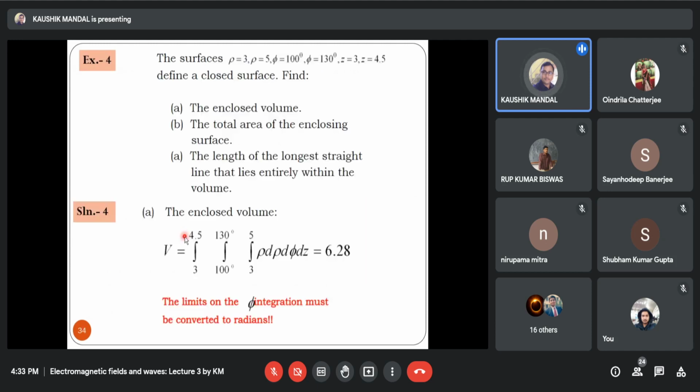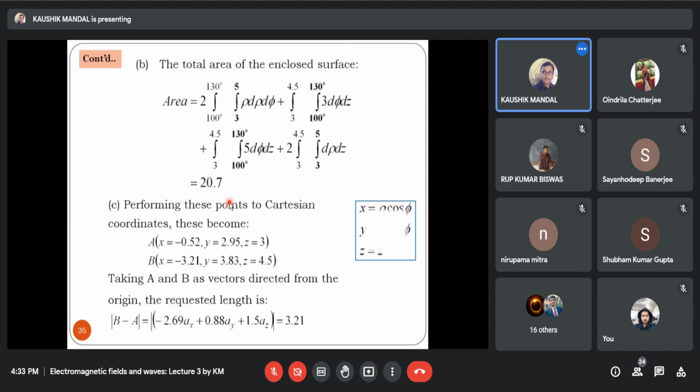As per activity C, the length of the longest straight line that lies entirely within the volume. So you have to first find out 2 points A and B. Then the difference between these two vectors will be the corresponding length of the line.